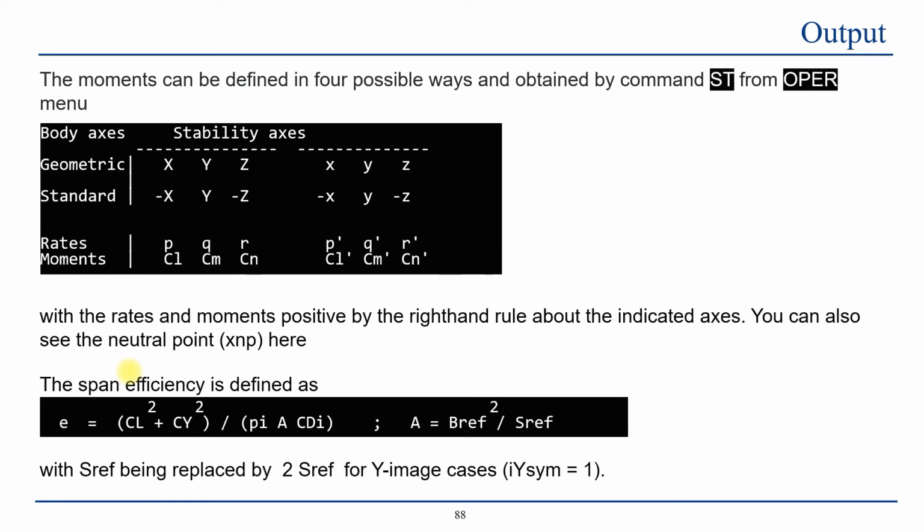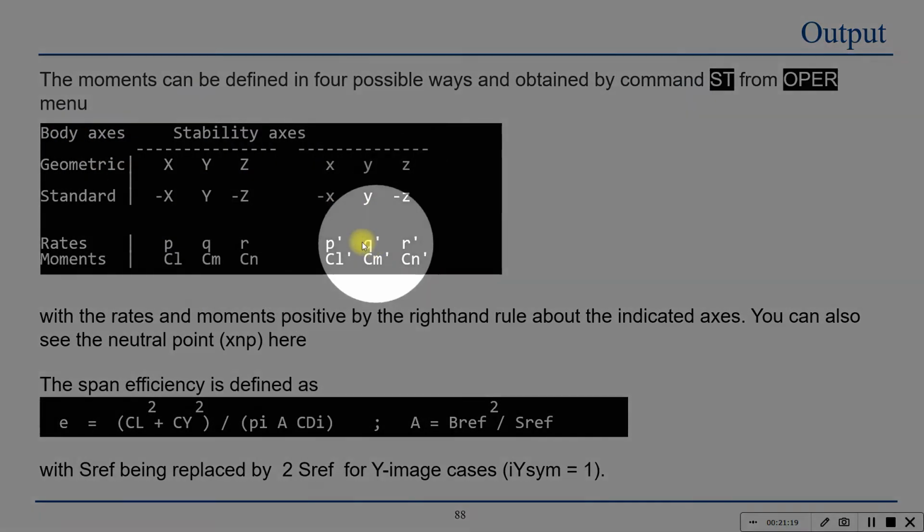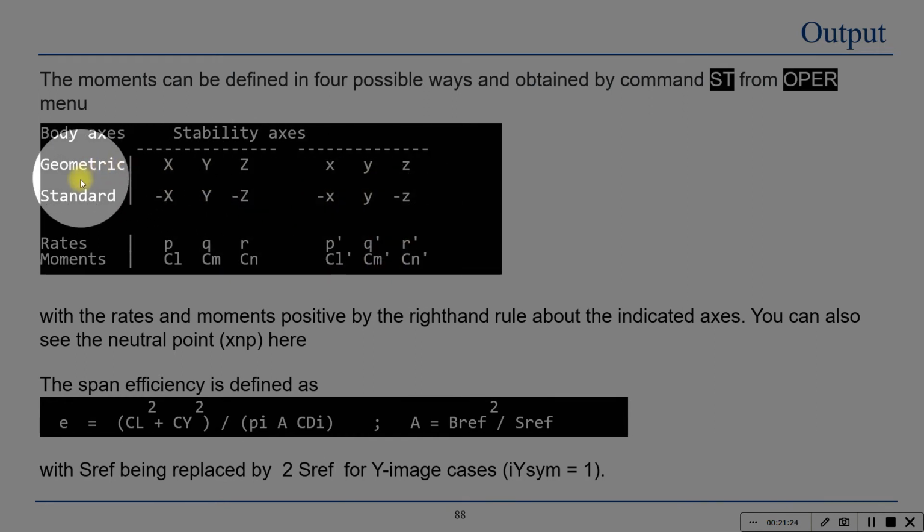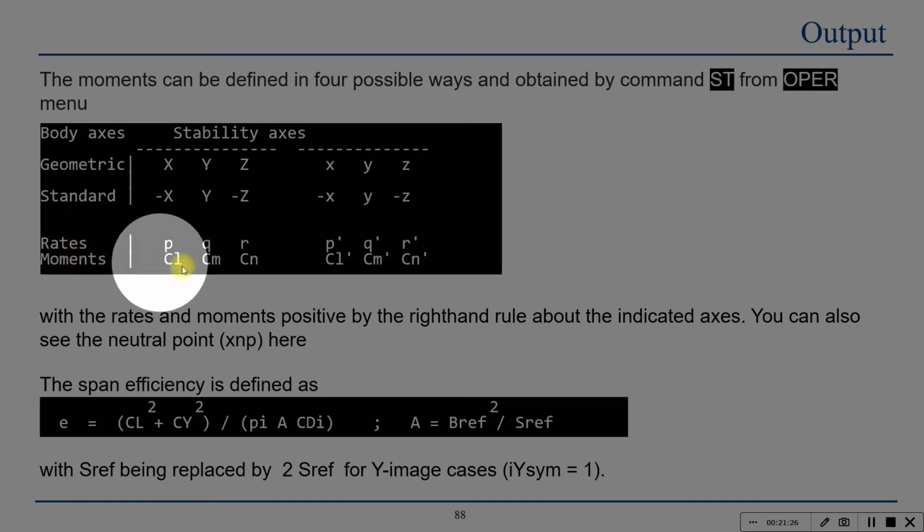We can additionally see the moments, and the moments can be obtained from the ST command in the operation menu. And the overall look or formatting of how they should look as an output in the AVL is like this. So we can see the body axis or stability axis. So this should be body axis, and the body axis and the stability axis. And then we have geometric, standard, and rate moments.